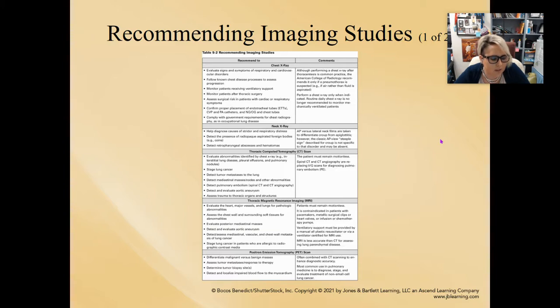MRI is less accurate than a CT for assessing lung parenchyma diseases. So it's a lot easier just to send them in for a CT for anything to do with the lung, because they can take a deep breath in, deep breath out, and it's much easier.